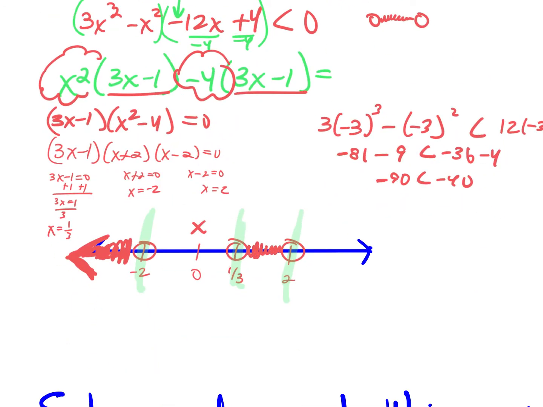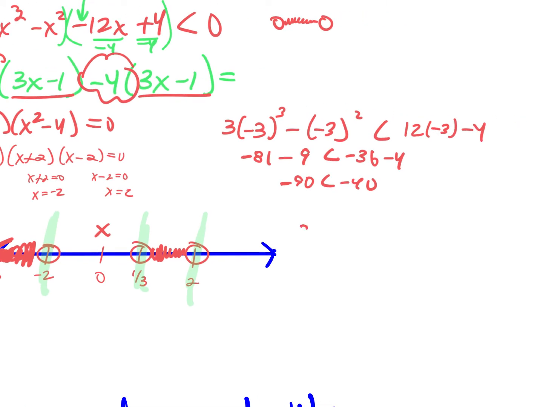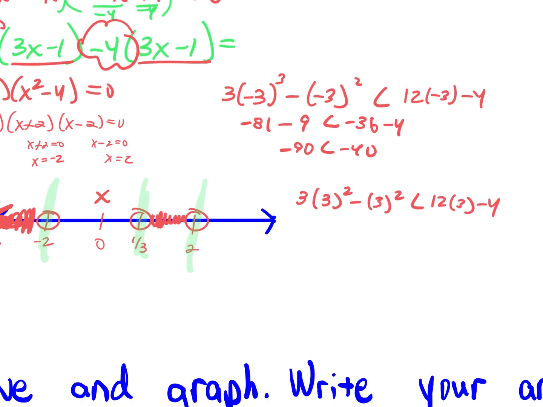So let's pick another spot. Let's pick something bigger. Let's pick positive 3. All right, so we're going to do positive 3. 3 times 3 squared minus 3 squared. Is that less than 12 times 3 minus 4? Well, what did we... Oh, this is cubed, right? What did we say 3 cubed was? 27 times 3 was 81 minus 9. Is that less than 36 minus 4? No, it's not. That doesn't work.